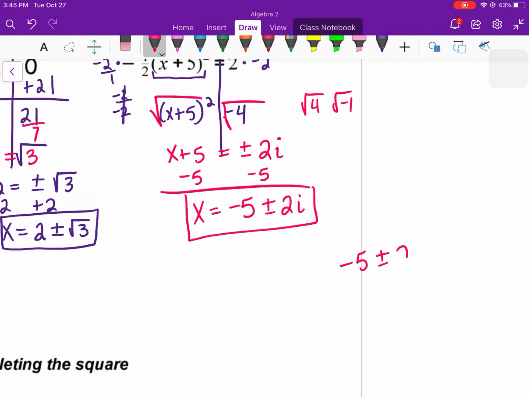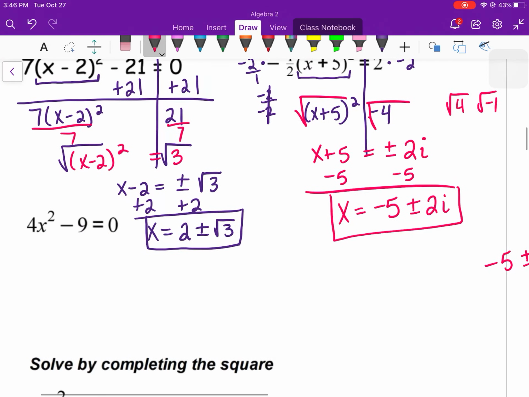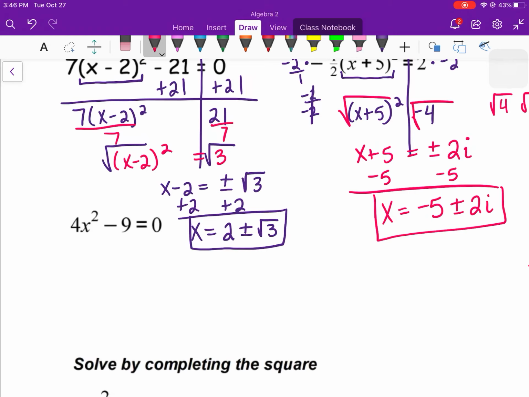Remember, if that would have been -5 plus or minus 2, then you can give me two answers for that because they're both real numbers. -5 plus 2 is -3, and -5 minus 2 is -7. So in that case, you should take it a step further. If it's just imaginary, or if it's real and imaginary, you have to leave it as complex.